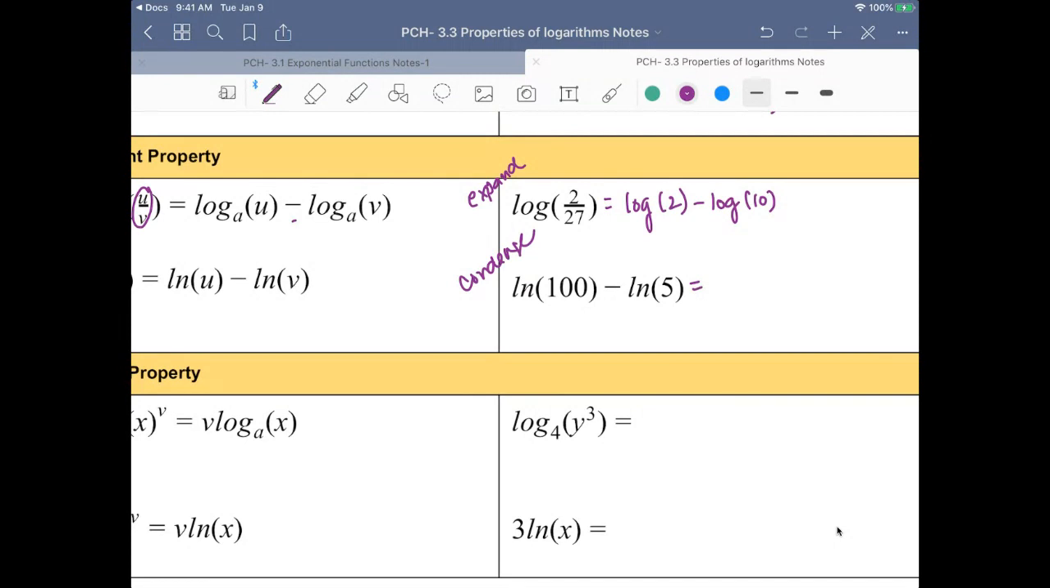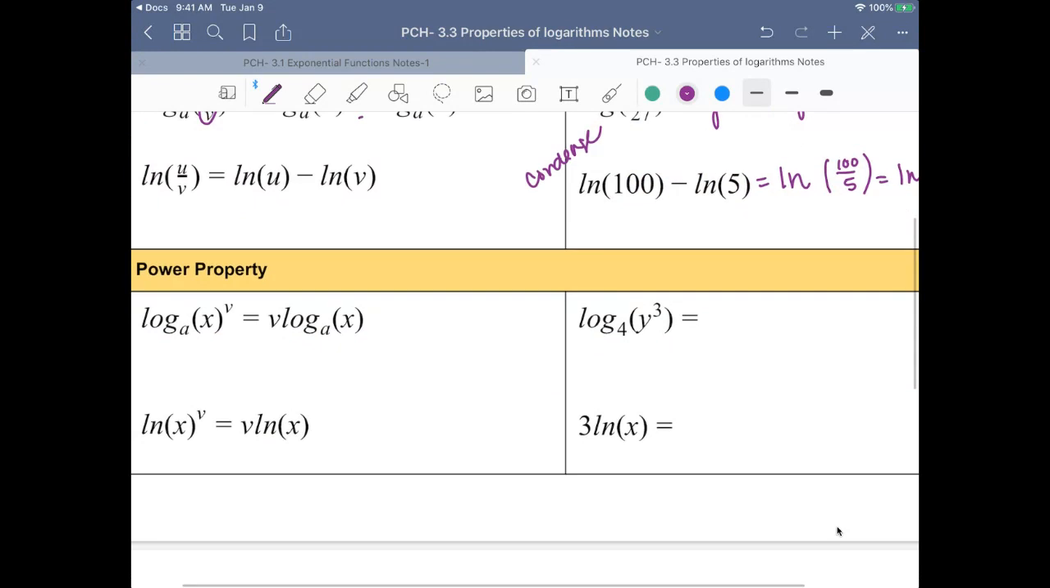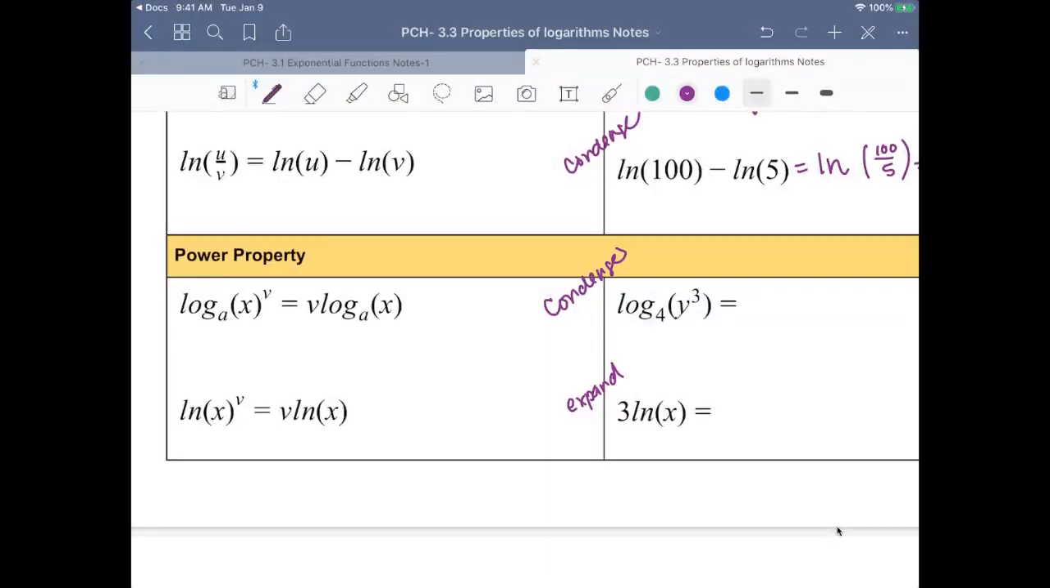Okay, condensing, our base is e, so ln 100 is the numerator and 5 is the denominator. So this is the ln of 20. All right, power property. Condense, expand. With the power property, the exponent is being given to the x, so technically what we're going to do is put the exponent in the front.